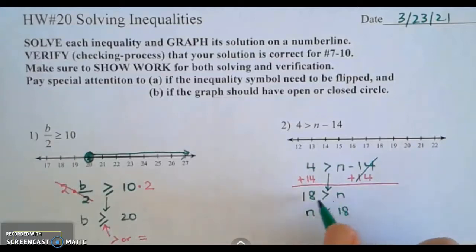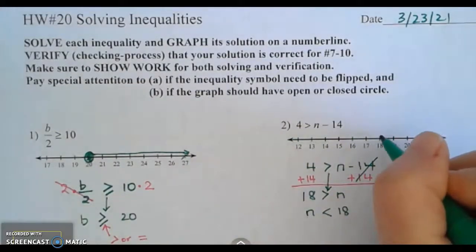Why? Because currently 18 is the bigger number than n, so I need to make sure 18 is still the bigger number by opening the inequality sign toward 18. So I need to flip that. Okay, so I have n is less than 18. It's far easier for me to read, and I can now use that to graph.